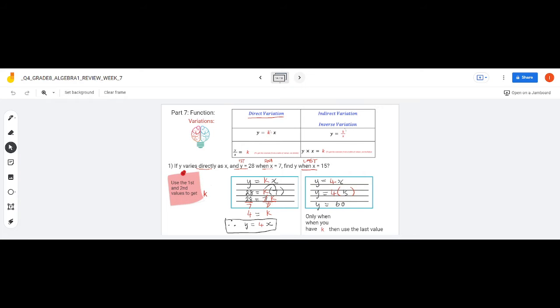So what's really important is use the first and second value to find k. Then once you have k, you have to put it in the general form, and then use the last value to find the y. And also very important, look for keywords like directly. If it would have said indirect, then we would have used this formula. All right, so just keep that in mind.